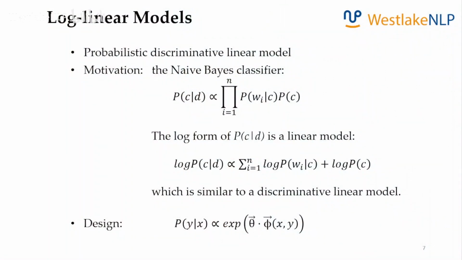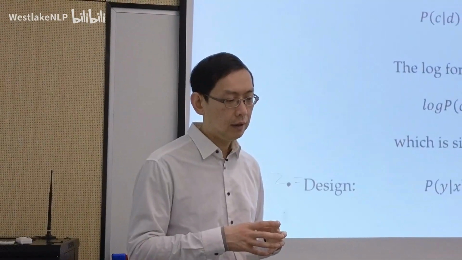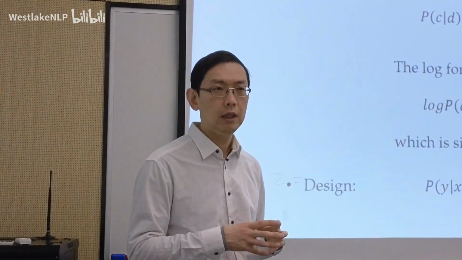The conditional probability is calculated as the product of the conditional word probability given class and the class probability. If you take the log of this conditional probability, P(C given D), you get the sum of log P(W given C) and log P(C). The latter, on the right hand side of the equation, is the linear model that we had in the table. So the log of the probability is the linear model.